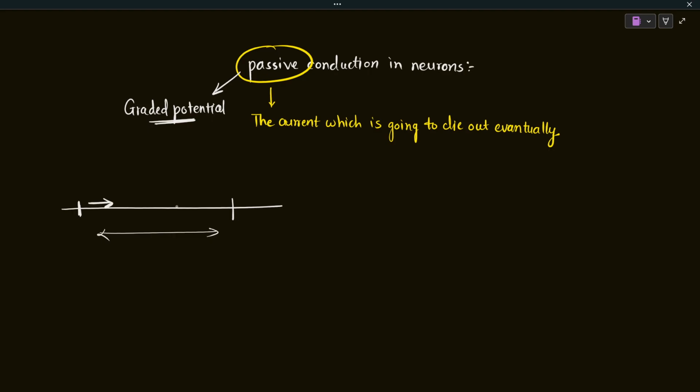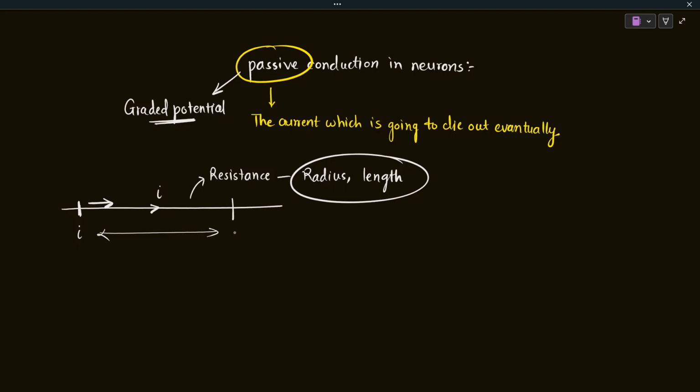This dying out of the current is due to the resistance offered by this membrane or this wire. Because the wire has a certain resistance due to its radius and its length, and that resistance results in the loss of ions, the loss of current. The current which started from here and is propagating in this direction will die out at this point. So the efficiency of this passive spread depends on two resistive properties.